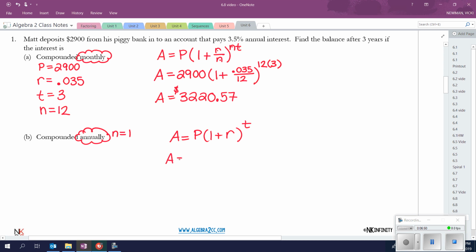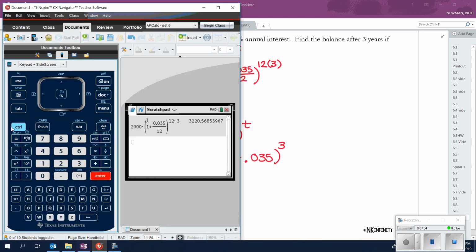We're still starting with $2,900. We're still investing at a 3.5% interest rate, and we're still checking it out after 3 years. So let's see what happens. Let's see which is better. 2,900, 1 plus 0.035 to the third power.